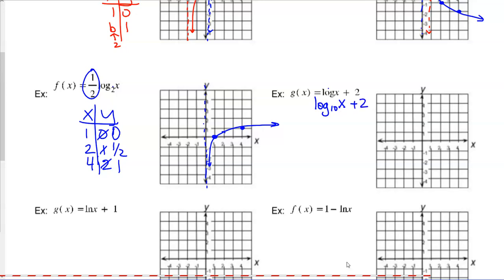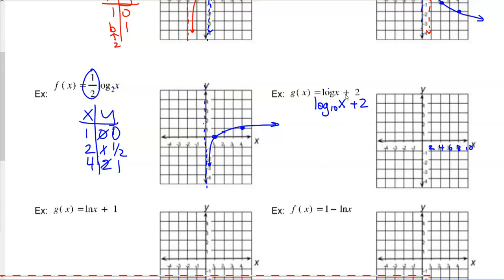Plus 2. So my base is actually 10 here. Now I'm going to go ahead and change these. I'm going to make this 2, 4, 6, 8, and 10. I should have got a better graph, but we're going to end up getting stretched out quite a bit because of our base of 10.